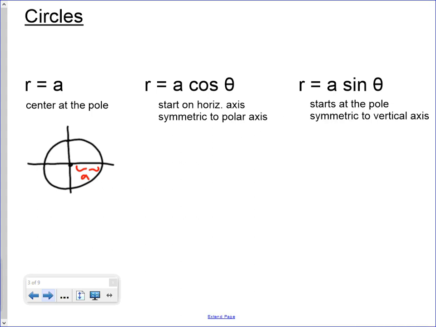I'm going to talk about that first statement on both of those in just a little bit, but these are some additional things that you could write down. So r equals a times cosine theta starts at the horizontal axis and is symmetric to the polar axis, whereas r equals a times sine theta starts at the pole and is symmetric to the vertical axis. And I'll draw an image of what that could look like.